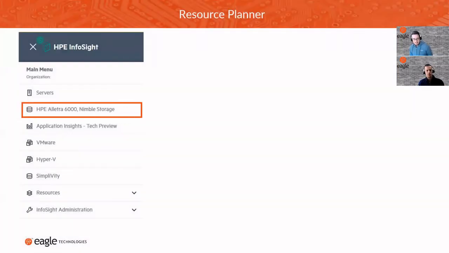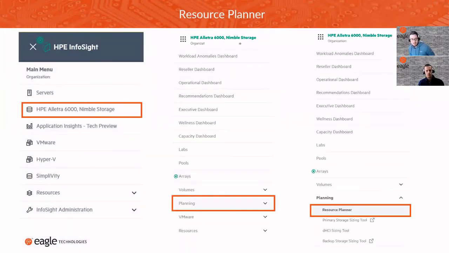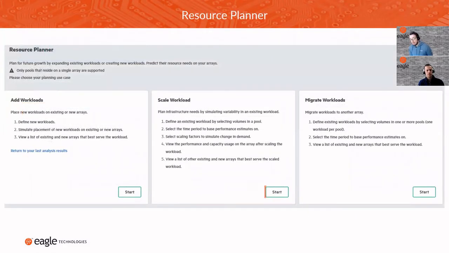To access it, the same way, you're going to go to Electra 6000 Nimble Storage, Planning, and then Resource Planner. Once you land on the resource planner, you'll have a couple of different options. It's not just scaling workloads, you can actually add a workload. If your management came to you and said, we actually need to build a VDI environment, I just get some basic metrics like IOPS and data consumption, or how much storage I need, and then I input it and it tells me what I'm going to need performance-wise from an array. You can also migrate workloads.